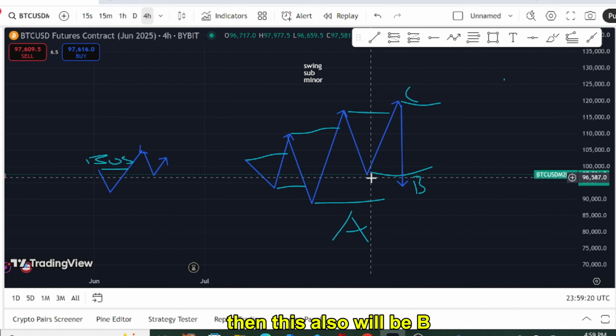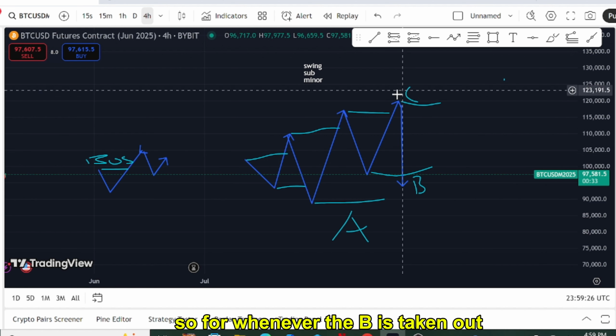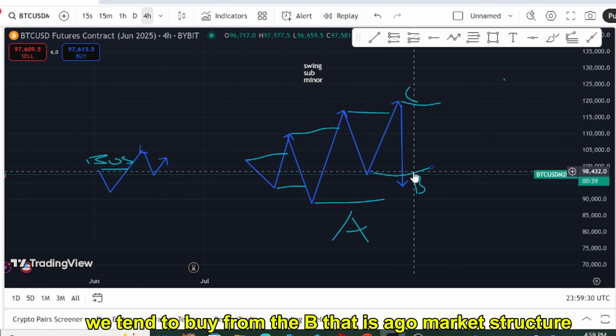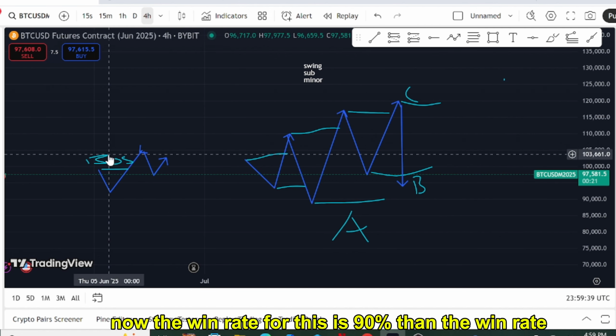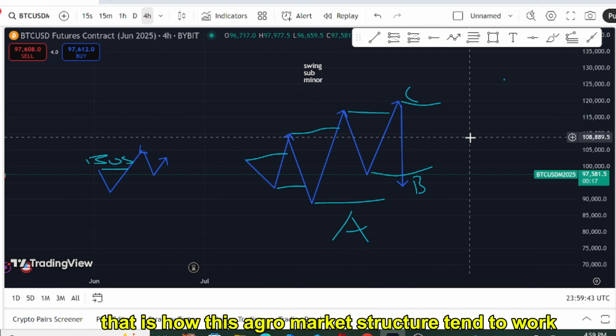Then this also will be B. Then this second last break of structure, we call it C. So whenever the B is taken out, we buy from the B. That is algo market structure. Now the win rate for this is 90% higher than the win rate for the first one I showed you, guys. That is how this algo market structure works.